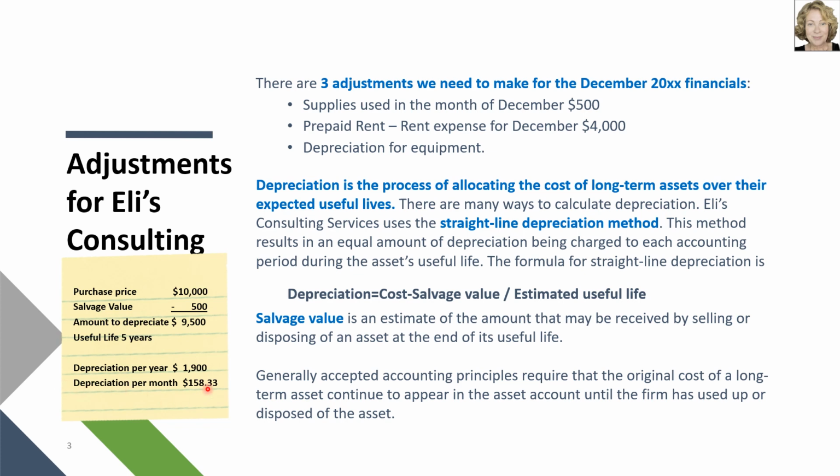One more thing, generally accepted accounting principles require that the original cost of long-term assets continue to appear in the asset account until the asset is disposed of either via a sale or thrown away. That means that the depreciation we record does not reduce the asset account directly. Instead, we'll use a contra asset account called accumulated depreciation so that we can see both the original purchase price of the asset and the depreciation we've recorded since the purchase.